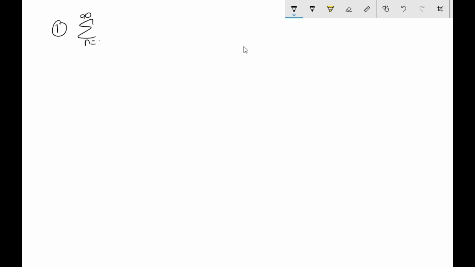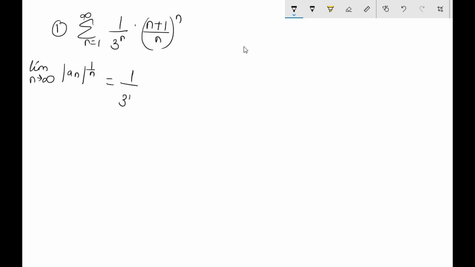Summation of 1 by 3 raised to n into (n plus 1 by n) raised to n. So by root test, limit n tends to infinity, nth root of a_n will be equal to, taking the nth root, we'll be getting 1 by 3 raised to n, 1 by n into (n plus 1 by n) raised to n, of 1 by n. So this will be getting cancelled out.